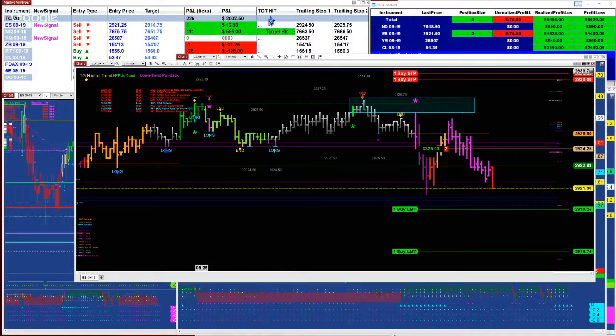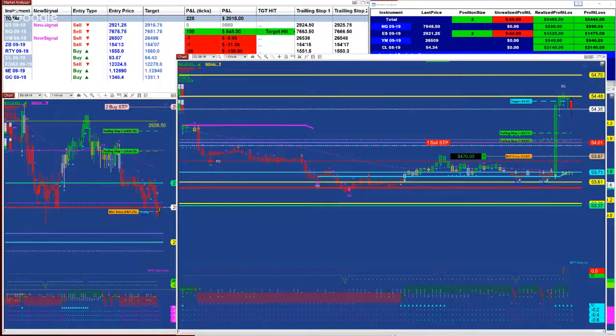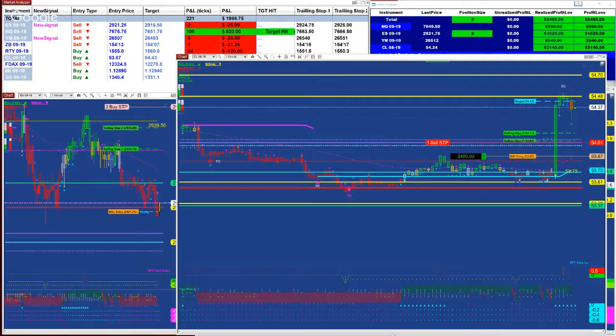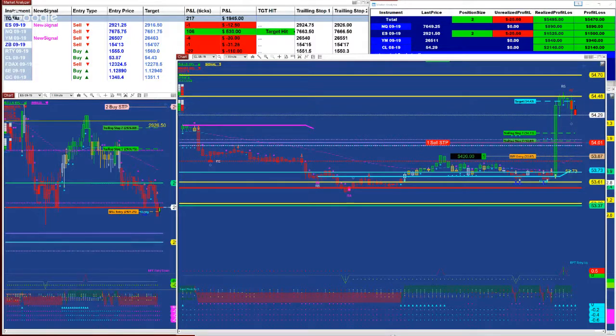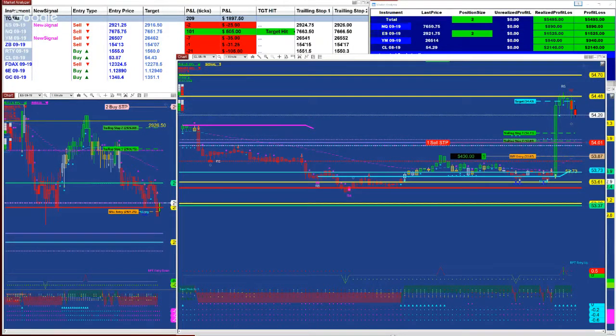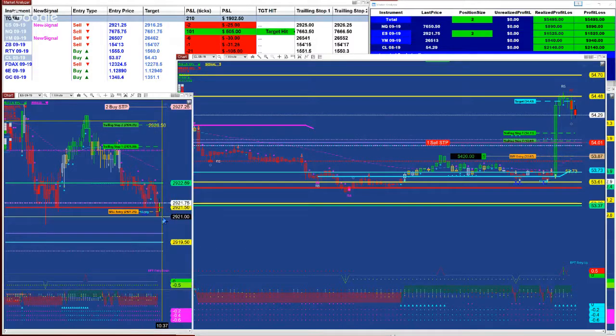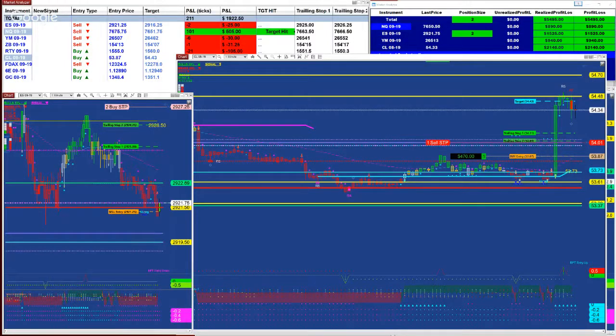New signal, ES sell. What you need to do is put the sell order at 29.21, please. 29.21. Limited 29.21.